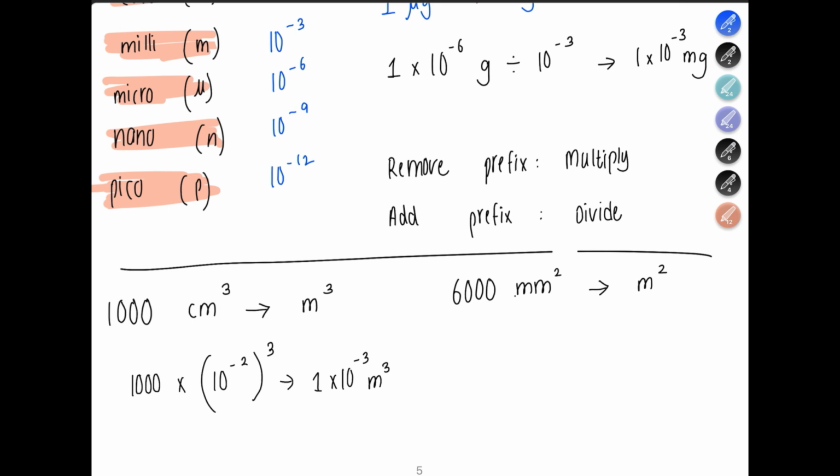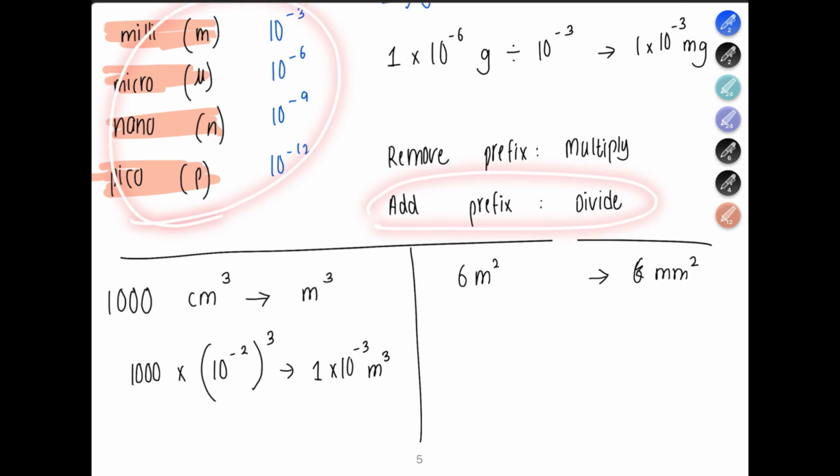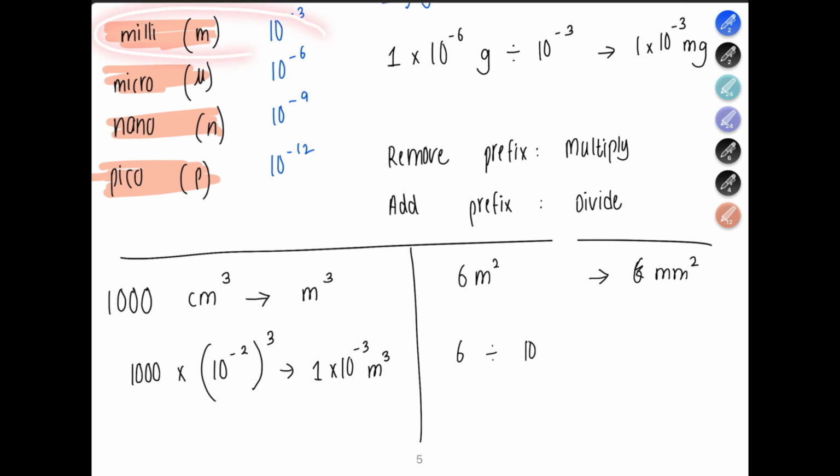meter cube. Now if you look on the other side, so now you're adding a prefix, right? So you have to divide by this number. So this is going to be 6 divided by 10 power negative 3, because remember for milli it's 10 power negative 3.